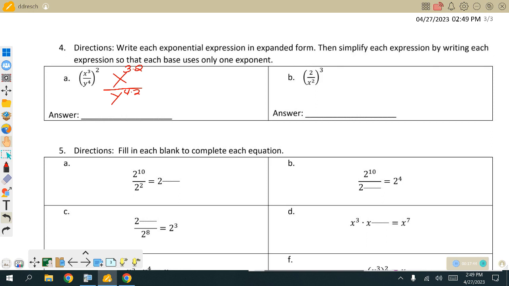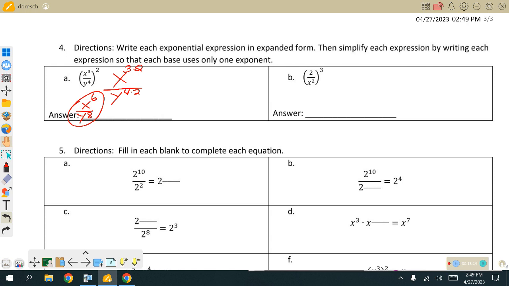What's 3 times 2? 6. And what's 4 times 2? 8. Are those like bases? X and y, are those like bases? No, x and y are two totally different bases, right? So can we do anything with 6 and 8? Are those positive powers or negative powers? They're good to go then, aren't they? That is my final answer. I'm good to go. Let's go on to the next one.